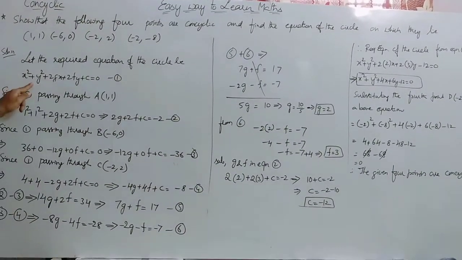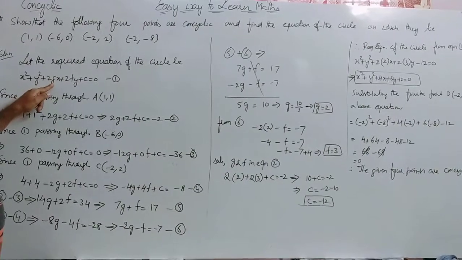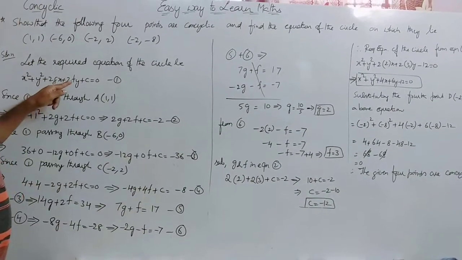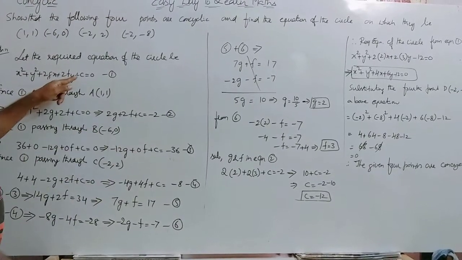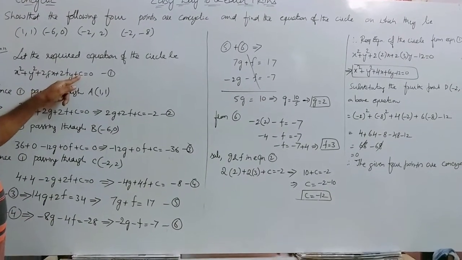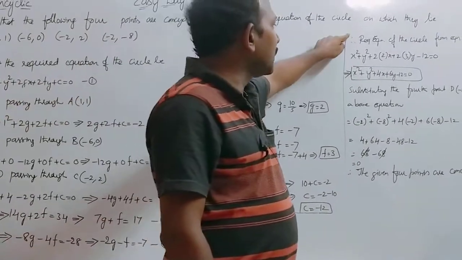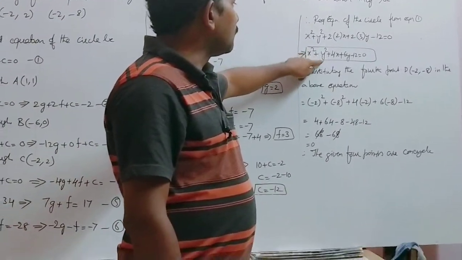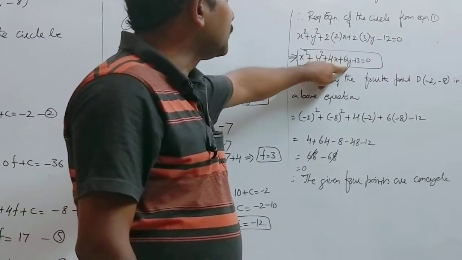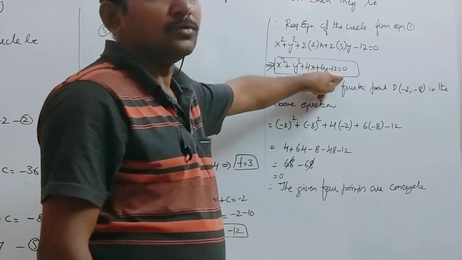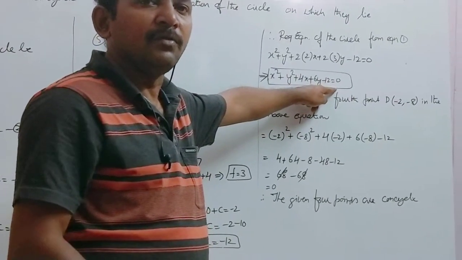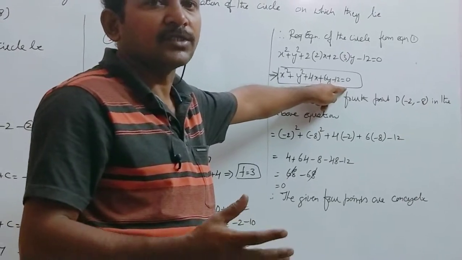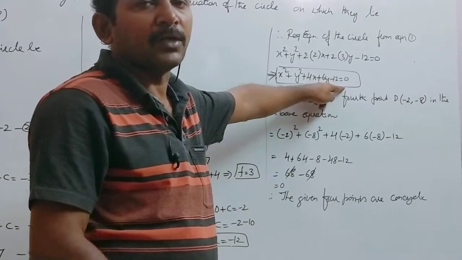x square plus y square plus 2 into, in place of g value 2, in place of f value 3, and c is nothing but -12. So the required equation of the circle becomes x square plus y square plus 4x plus 6y minus 12 equal to 0. It is the procedure we adopted in the previous session also to find the equation of the circle passing through 3 given points.